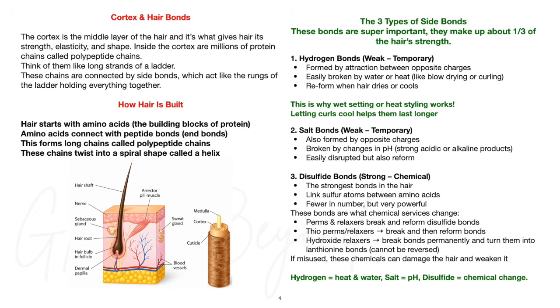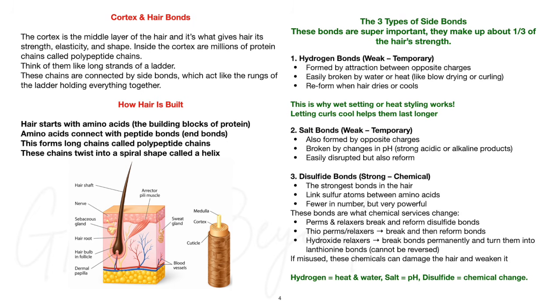Cortex and hair bonds. The cortex is the middle layer of the hair, and it's what gives the hair its strength, elasticity, and shape. Inside the cortex are millions of protein chains called polypeptide chains. Think of them like long strands of a ladder. These chains are connected by side bonds, which act like the rungs of the ladder, holding everything together.